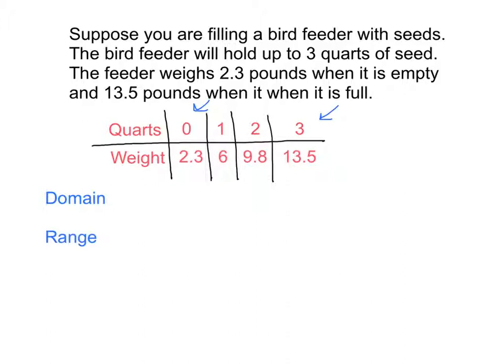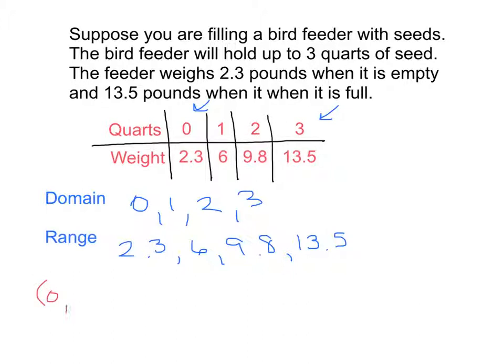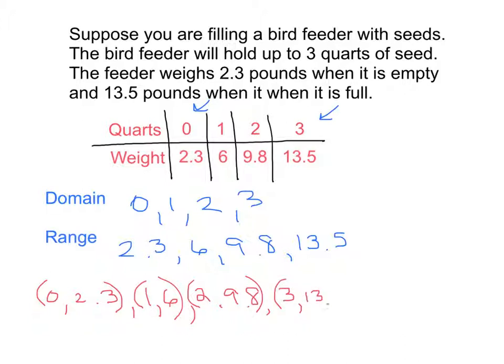So now we need to identify the domain. The domain here would be our x values of 0, 1, 2, and 3. And the range would be the y values, the 2.3, the 6, the 9.8, and the 13.5. So if I want to write out my coordinates, we have (0, 2.3), (1, 6), (2, 9.8), and (3, 13.5). So from here, now I can create my graph. So I have my x and my y. I'm just going to make some of the dash marks.